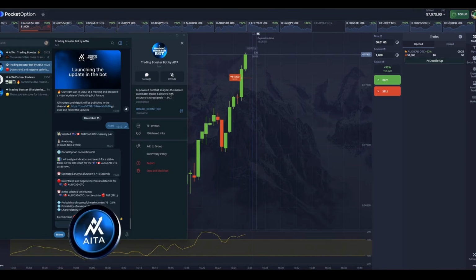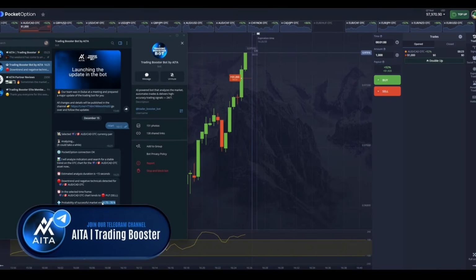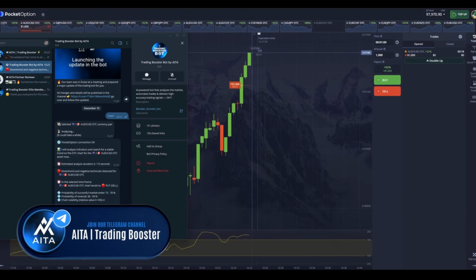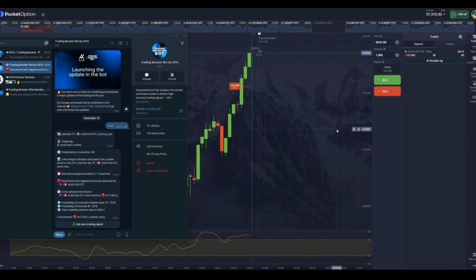You can skip signals that you don't like. So if you see that the percentages are low here and the bot doesn't recommend it, it'll tell you that it doesn't recommend opening trades right now. You can easily skip these situations with it.